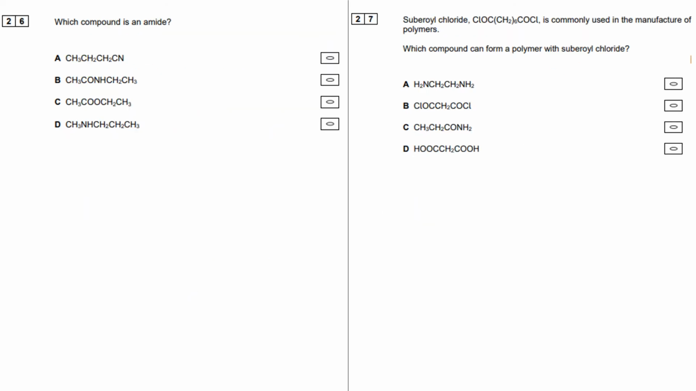Question 26. Which compound is an amide? So remember, an amide has a C double bond O and an NH2, or a C double bond O and an N, and the H's can be replaced by R groups. So for example, that one there.